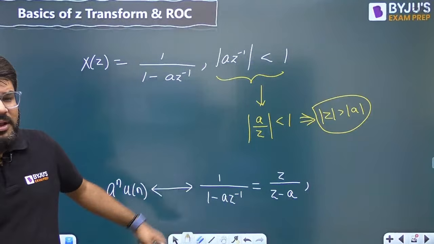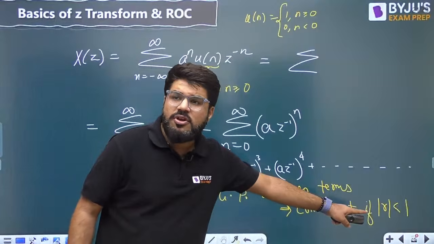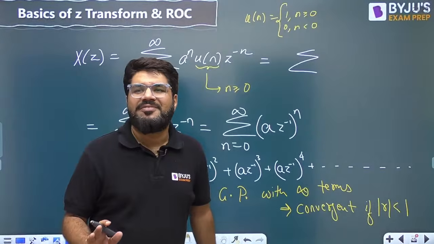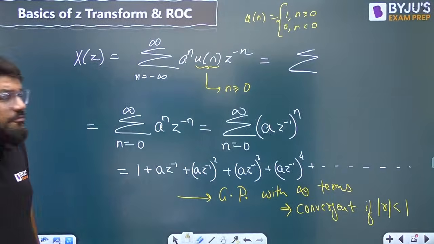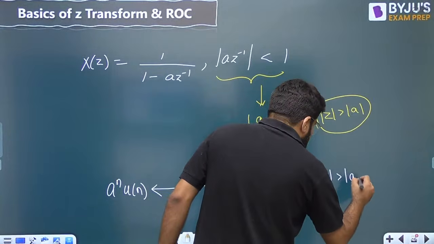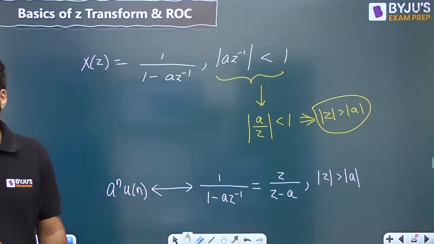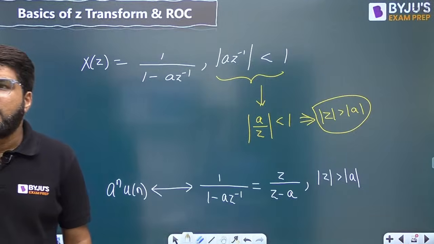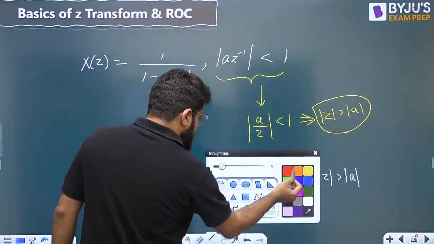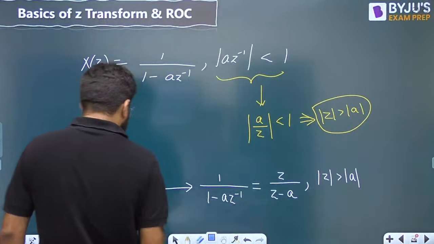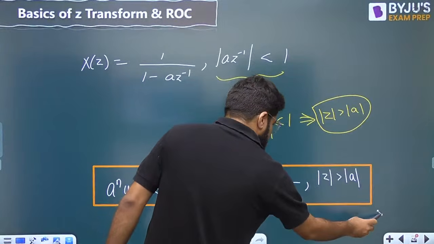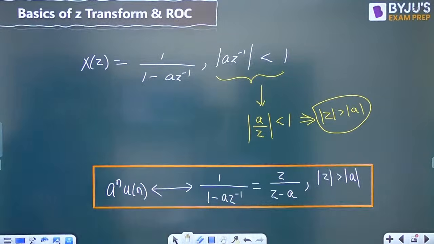Without that, the Z transform cannot exist, because if modulus of r is greater than or even equal to 1, the GP does not converge. It becomes infinity. Z transform will be infinity, that is undefined. So the very important condition, students, is that modulus of z should be greater than modulus of a.